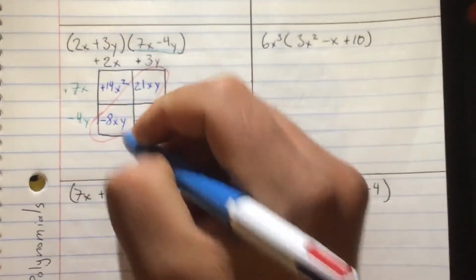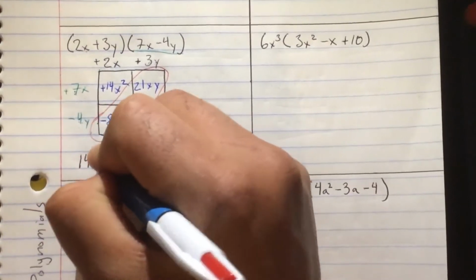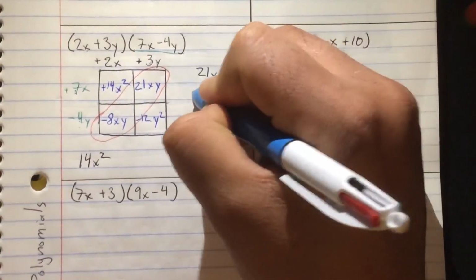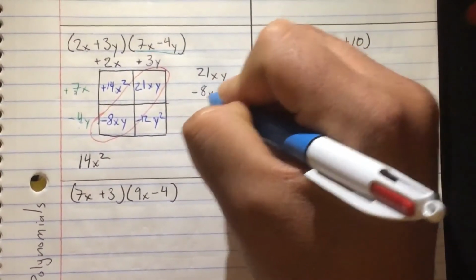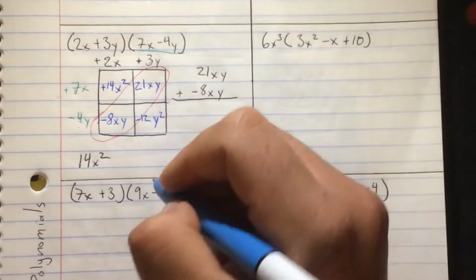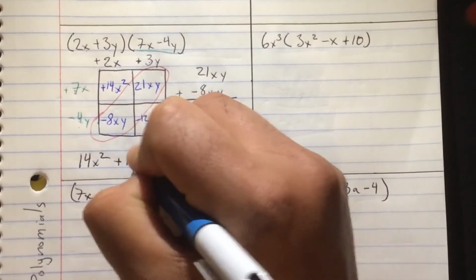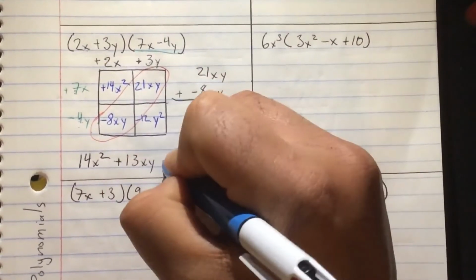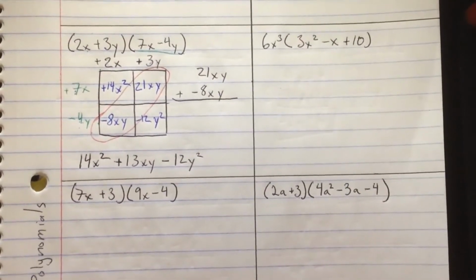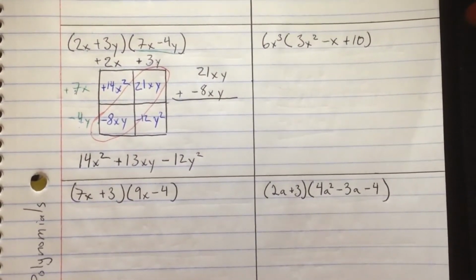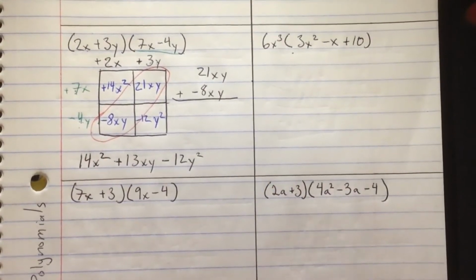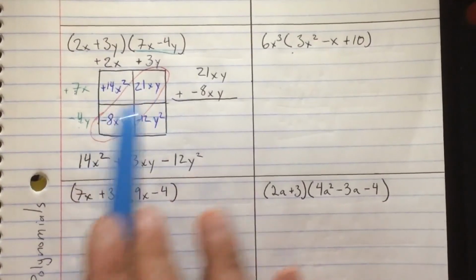So the first one we always write on the top corner would be our 14x squared. Then we have our 21xy minus our 8xy when we add them. This would give us a plus 13xy and our minus 12y squared. So like I said, this is just an example. You're welcome to do it any way you wish. Like this one next to it, I'm going to actually do it during distribution. But this is a good way to kind of keep track of how everything looked.